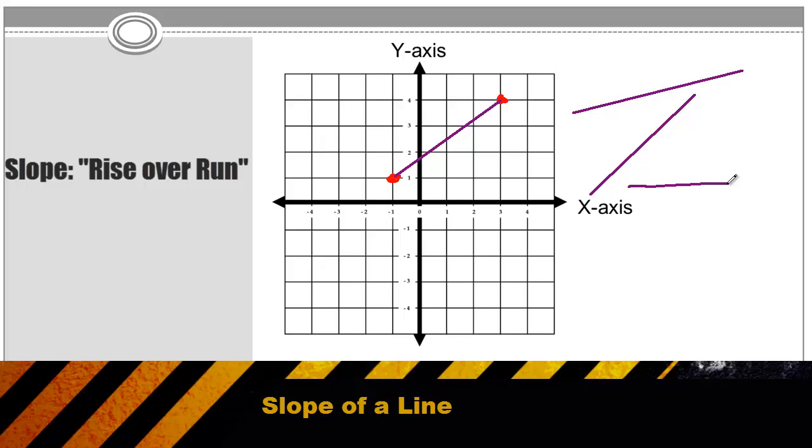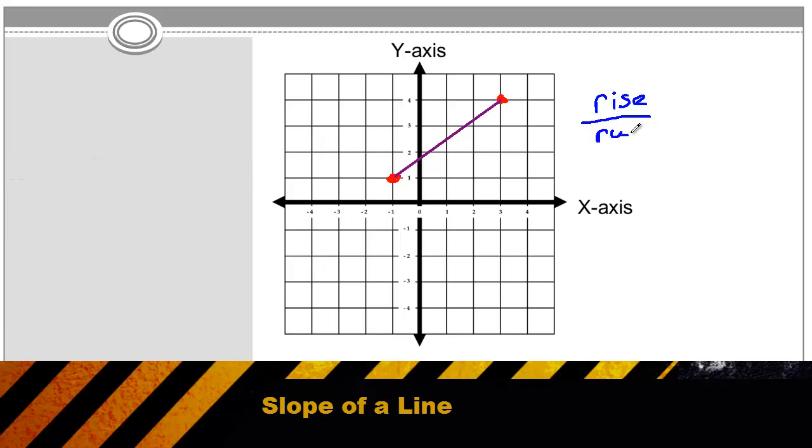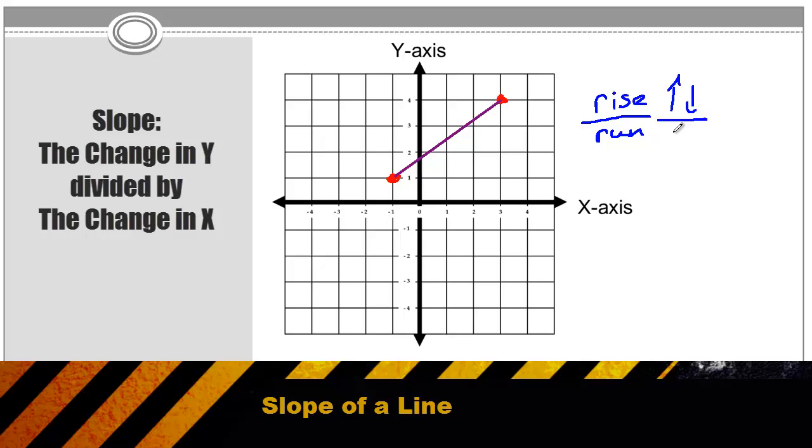As the line moves from left to right, if the line goes in an upward direction, we say it has a positive slope. But as you move from left to right, if the line were to go downward, we say that line has a negative slope. Some people describe the slope as the rise over the run, which means how much it's changing in the up and down direction over how much it's changing in the left and right direction. Or you could describe the slope as the change in your y value over the change in your x value.